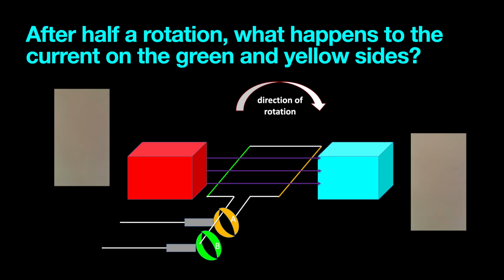Now let's take a look at this diagram again. It's very similar to the one before, but now we have yellow on this side and green on this side. What happens in this situation? Pause the video and think.